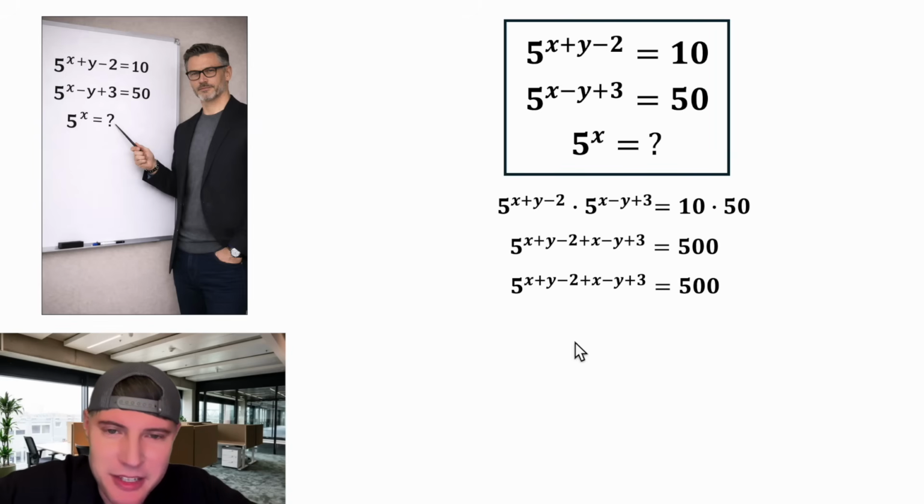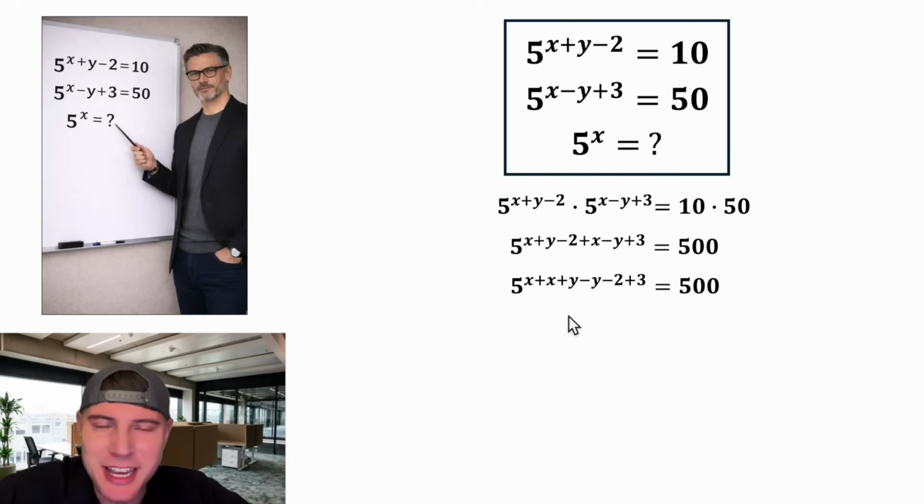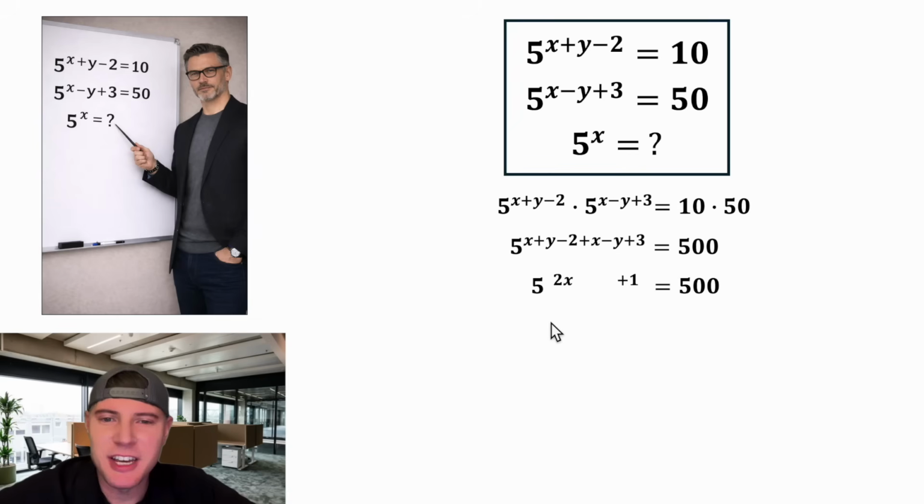Next, let's copy everything down and rearrange it like this. Up here, this positive y and this negative y can cancel each other out. Negative 2 plus 3 is equal to positive 1, and x plus x is equal to 2x. So on the left-hand side, we have 5 to the power of 2x plus 1. And on the right-hand side, we still have 500.